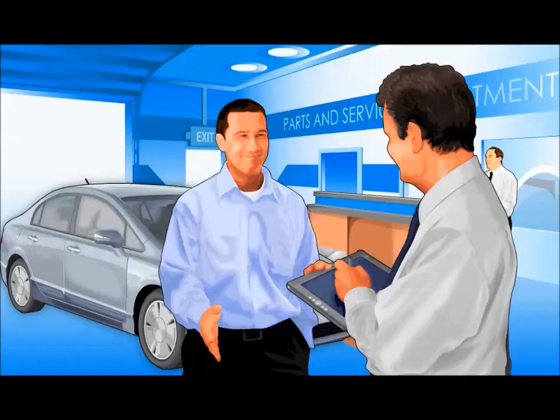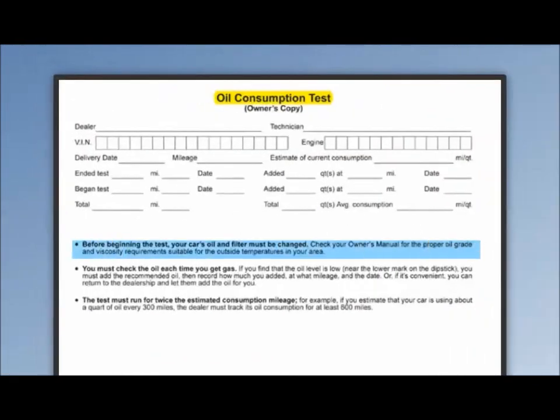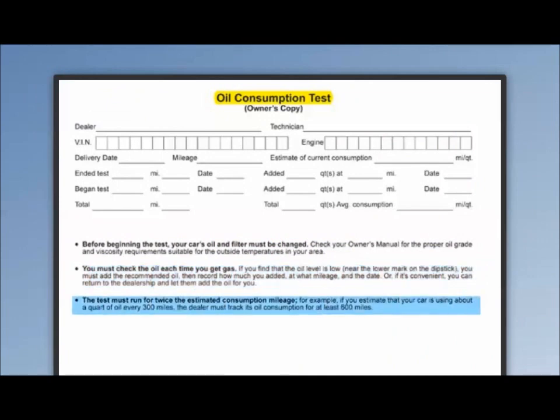When owners complain of excessive oil consumption without any visible leaks, use the job aid designed to track oil consumption. The test begins immediately after an oil service and asks the customer to record the amount of oil consumed during the testing period at each fuel fill. The test should track oil consumption for twice estimated consumption mileage of the vehicle.